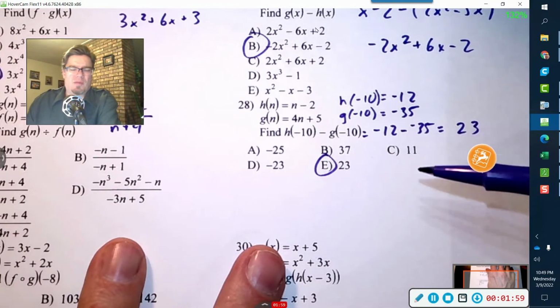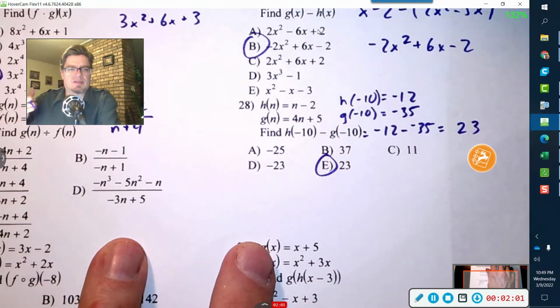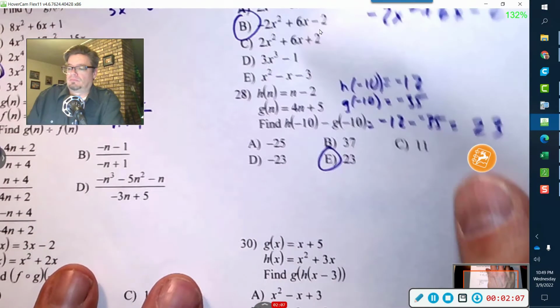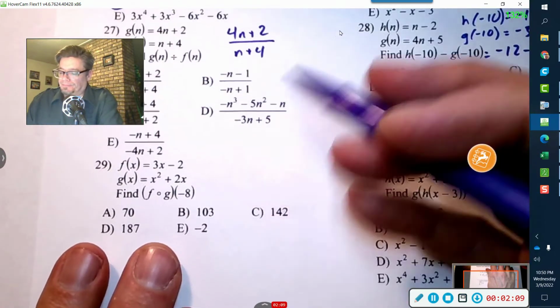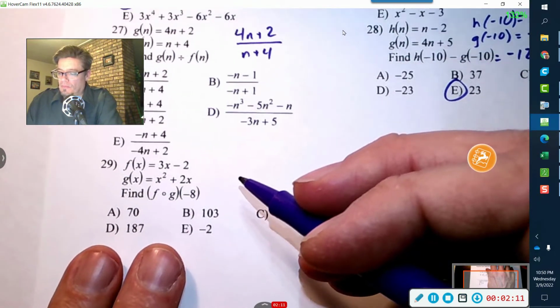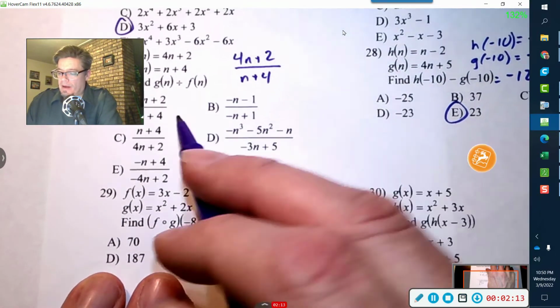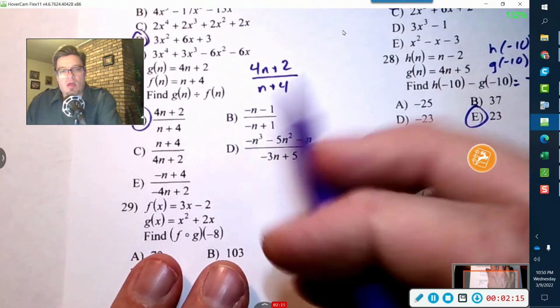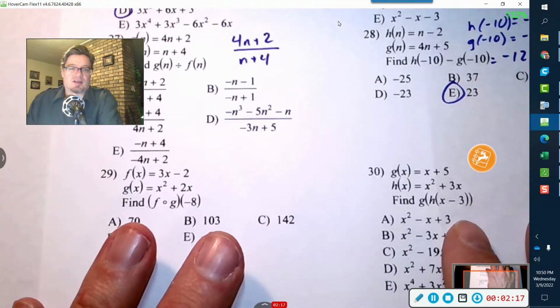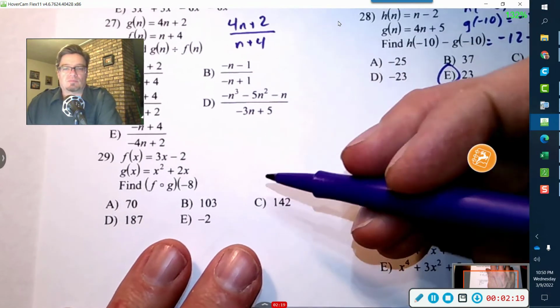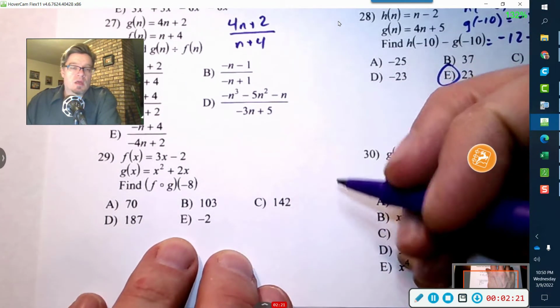You don't have to worry about extraneous solutions or excluded values because it's a function. You might have to worry about it with the division one though. But like I said, division is not going to show up in problems like this where you have to worry about that.